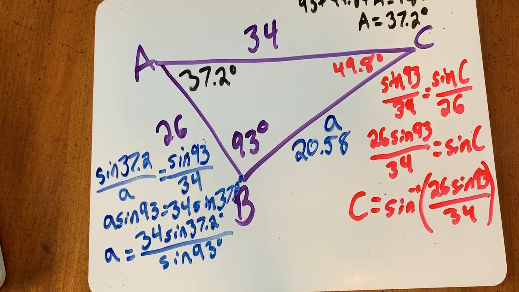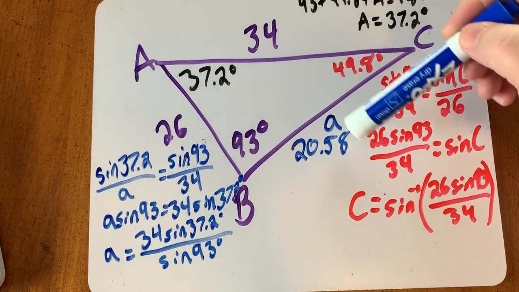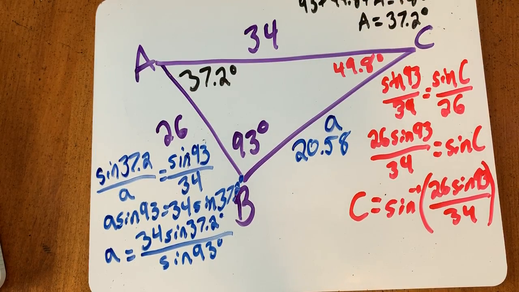So we found everything that's missing. And a quick check: our largest angle is opposite our largest side. Our smallest angle is opposite our smallest side. So that makes sense. We have logical answers, and that's our solution. All right, so that's using the law of sines to solve when you have two sides and a non-included angle.